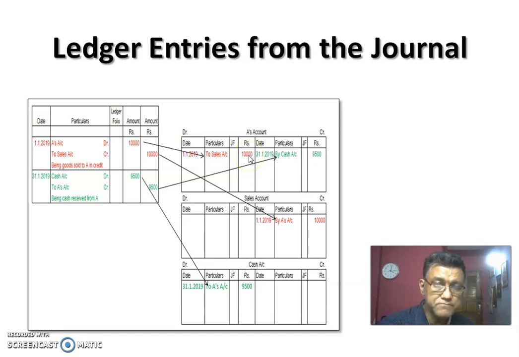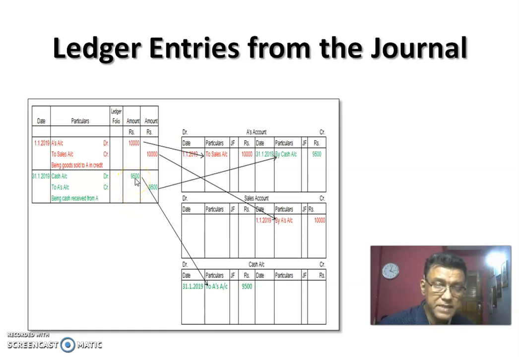So A's account is debited, the opposite account is sales, 'To sales', and A's account debit side has come. Sales account is credited, so I have put 10,000 rupees at the credit side of sales account, and I have taken A's account as a reference, that is 'By A's account'. 'To' is for the debit side, 'By' for the credit side. I have given it a red color so that you can identify these two entries. The next two entries I have put a green color, again for the purpose of identification.